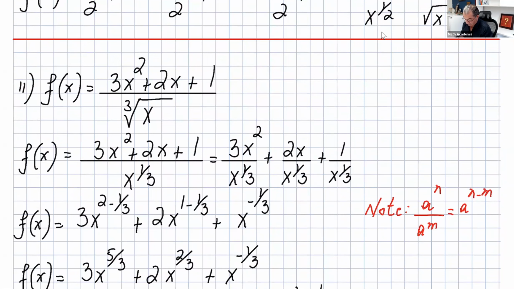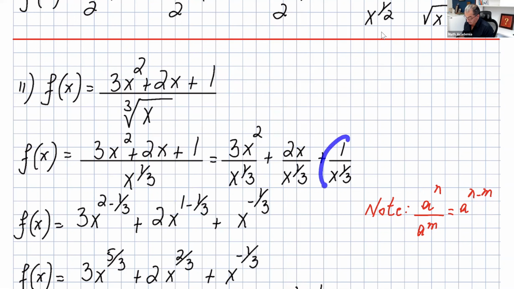Let's go over this example. 3x squared plus 2x plus 1 divided by cube root of x. First step, change cube root of x to a rational exponent. So it's x to the power of 1/3. And again, separate them. So then you just divide. So this is 3x to the power of 2 minus 1/3. And again, from algebra, we know a to the power of n divided by a to the power of m, you subtract the exponents. The second term is 2x to the power of 1 minus 1/3.